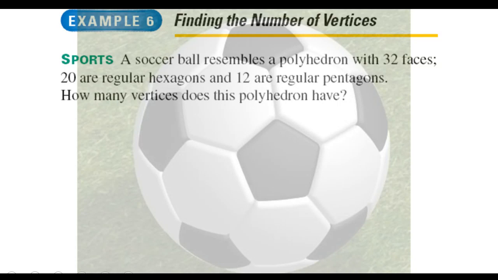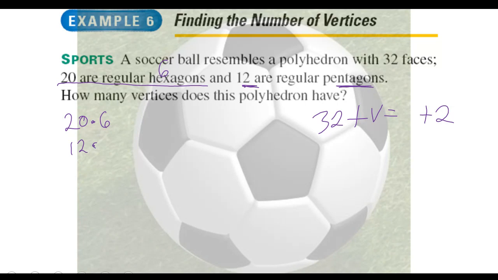Uh-oh, a soccer ball. There's no way we're going to be counting this, so we're going to use Euler's theorem. 32 faces. Here's the 32 plus how many vertices equals the edges plus 2. So we just need to find the edges. There are 20 regular hexagons, so I'm going to do 20 times 6. And 12 pentagons as well. Here are the pentagons, here are the hexagons. Never thought about that in a soccer ball. Some of you probably already knew because you play soccer.